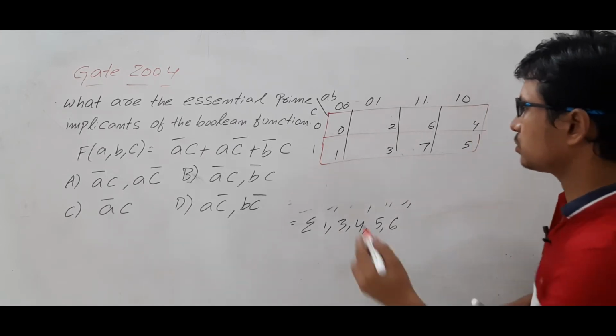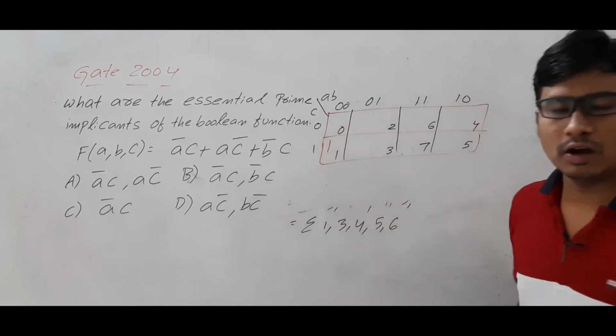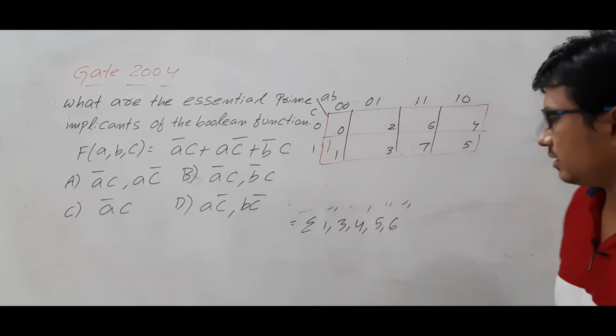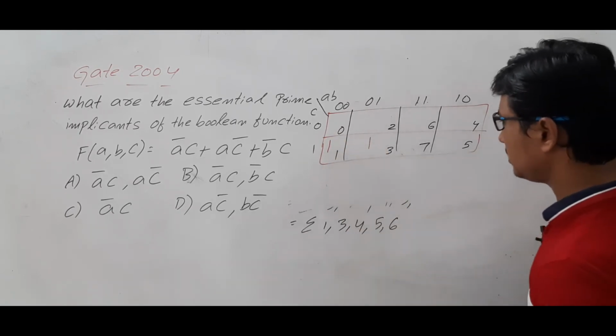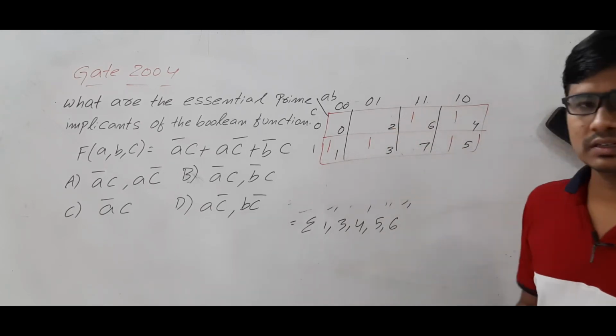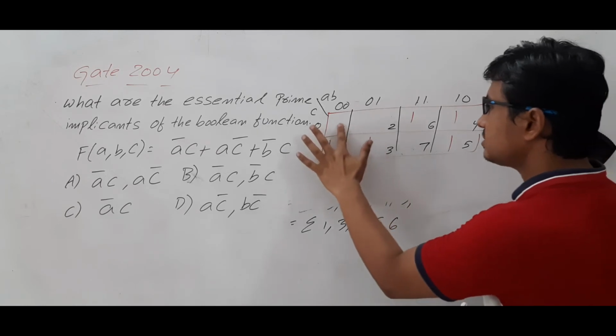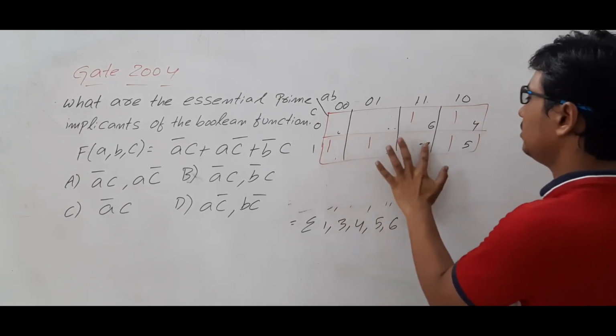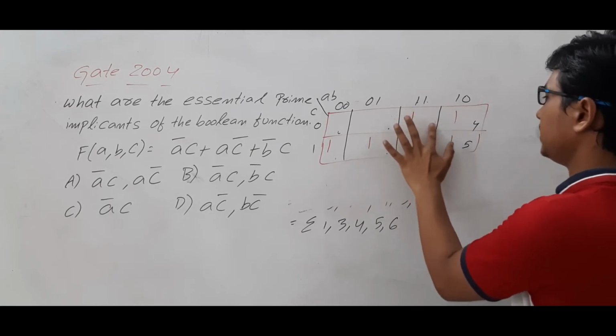1 is there, so here you will write 1. See, always in the K map the min terms will be represented with the value 1. And you have a 3, you have a 4, you have a 5, you have a 6. Is it clear? Let me erase this decimal number so that it will be easy for you to find the essential prime implicants.